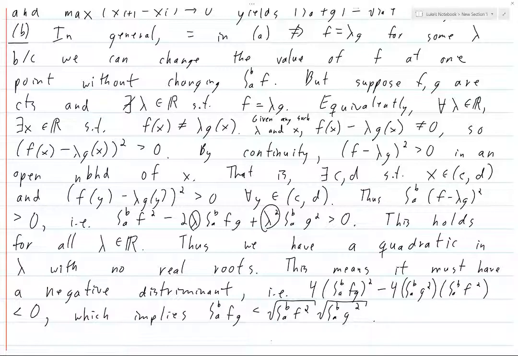So the contrapositive says that if it is the case that we have equality in part A, then it is not the case that there is no lambda in R such that f equals lambda g. And if it's not the case that there is no such lambda, that means that there is a lambda in R such that f equals lambda g. So the contrapositive of the statement says that equality in A implies there is a lambda in R such that f equals lambda g.